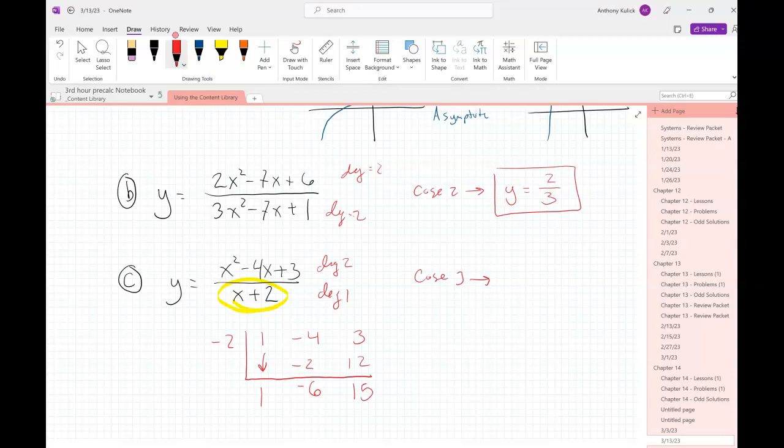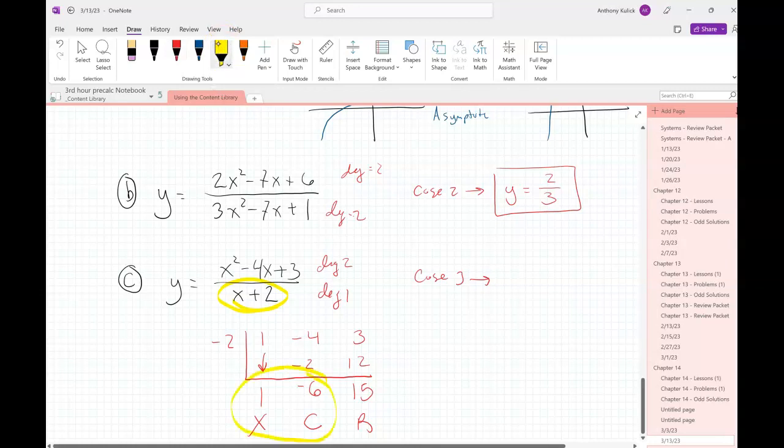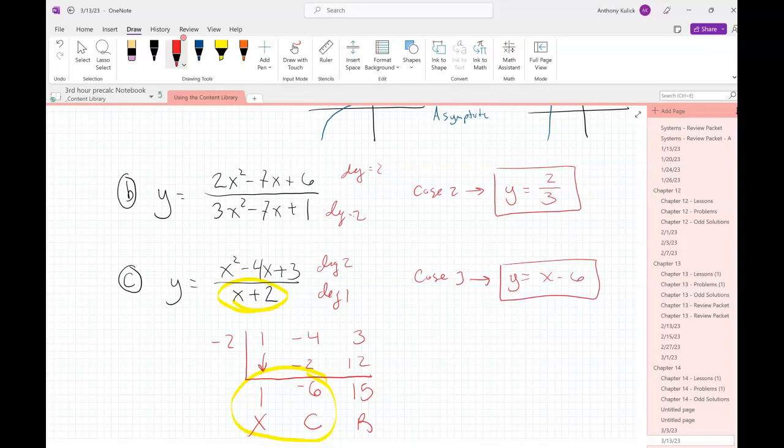And what do these numbers at the bottom mean? What's the 15? It's our remainder. The only part we care about is the quotient. That's everything but the remainder. So our slant asymptote is y equals x minus 6. The remainder does not matter to us in determining the slant asymptote at all.